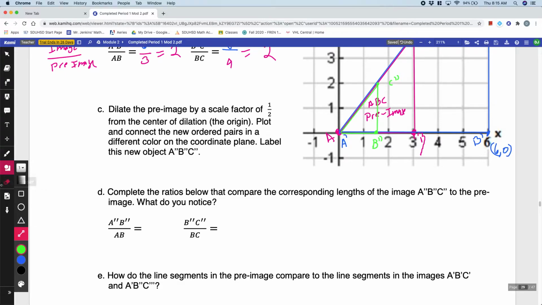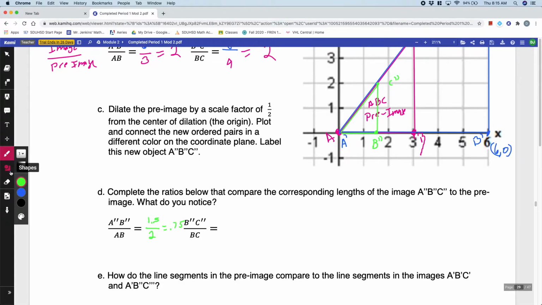Now if I looked at this, it says complete this. So it says A double prime, B double prime. So this would be A double prime, B double prime. So it'd be 1.5. That's what my length is over AB, which is 2. That simplifies to 0.75.